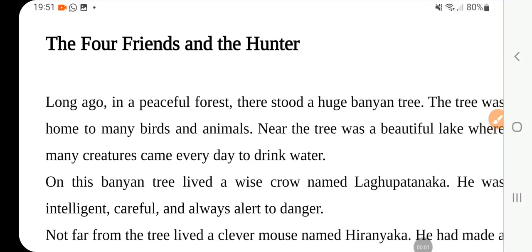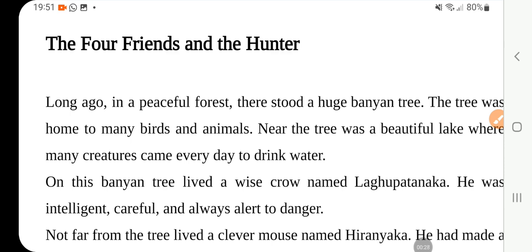Students, good evening. Today I am going to cover English literature in translation, the fourth unit. The fourth unit's first part is stories of Panchtantra. Two stories are prescribed in your syllabus. So I'm covering the second story, The Four Friends and the Hunter.